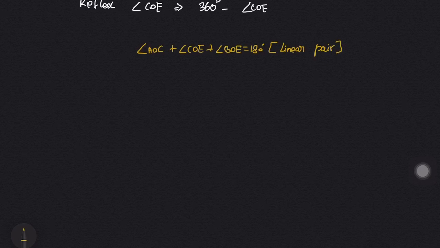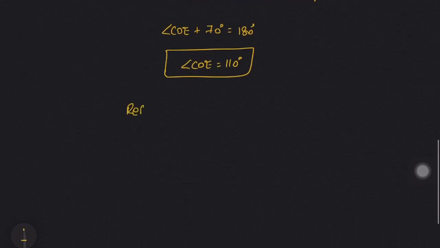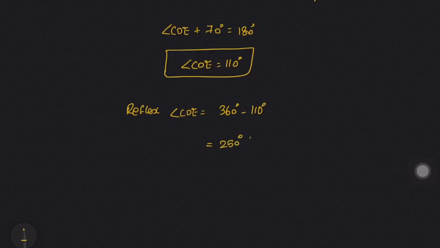Then these two values we already know. So angle COE plus 70 degrees is equal to 180 degrees. Then angle COE is equal to 180 minus 70, which is 110 degrees. But we need to find the reflex of COE. Reflex angle COE is equal to 360 degrees minus COE, that means 110 degrees. So after subtracting we get 250 degrees as the final answer.